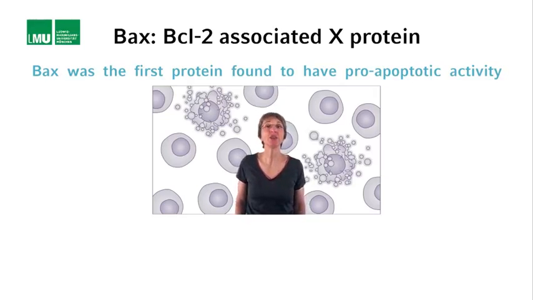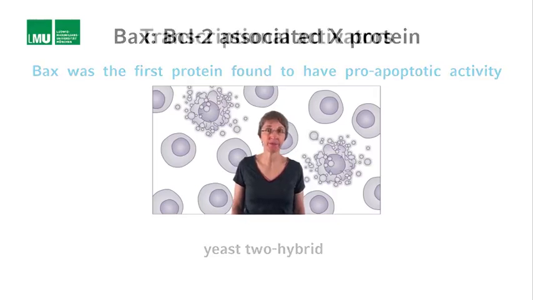Korsmeyer and colleagues continued to search for interactors of BCL2. This time, they used a different approach to identify such proteins. They used what is called the yeast-2 hybrid system. Before I tell you what the yeast-2 hybrid system is, I need to tell you something about transcription factors and transcriptional activators in particular.